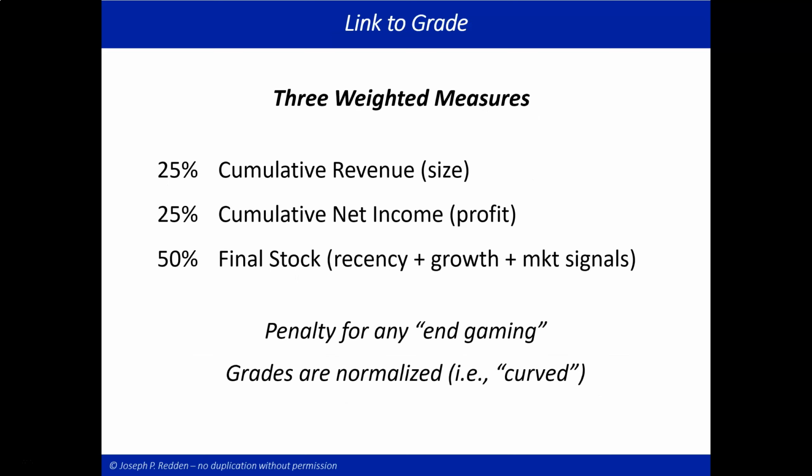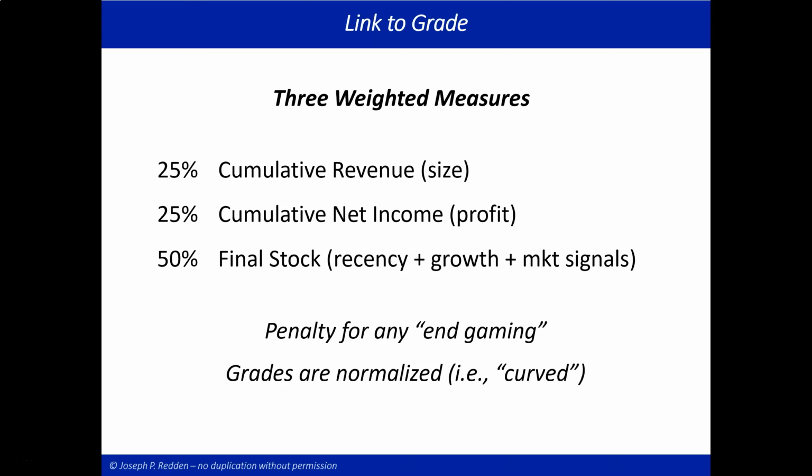And then finally, there's the link to the grade. I'm going to use 3 weighted measures, so it will be linked to performance. 25% will be on your cumulative revenue, how big you get as a firm. That's one attribute the markets often care about. 25% will be your cumulative net income, your profit. And then 50% will be the final stock.